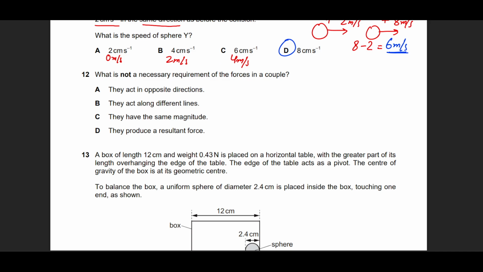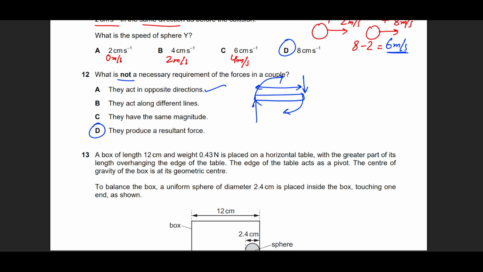What is not necessary for forces to form a couple? You see, for forces in a couple, torque at least, the forces should be in opposite direction. There should be a perpendicular distance between them. They should cause a rotation at least, right? So you can pause the video and look at the answers. The option that is not necessarily true is that they should produce a resultant. It's not their job. Their job is to just produce a rotation.